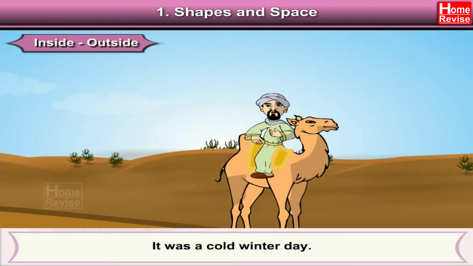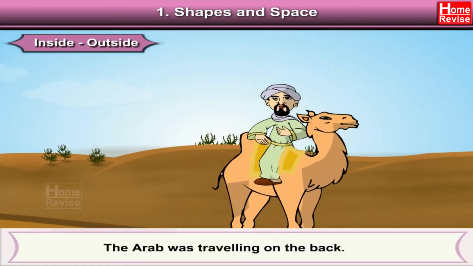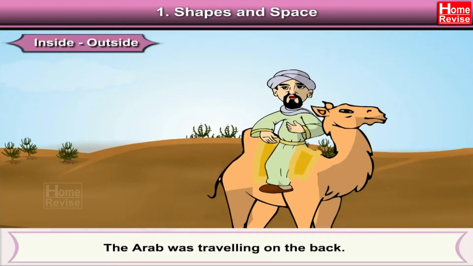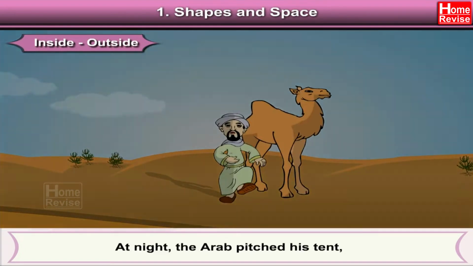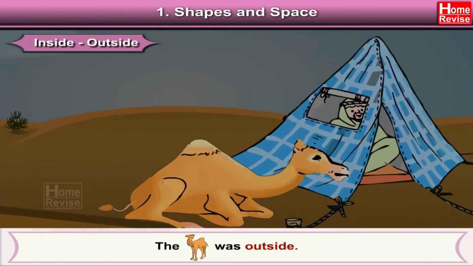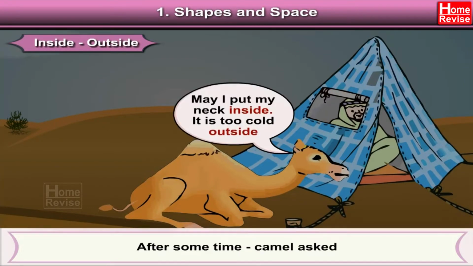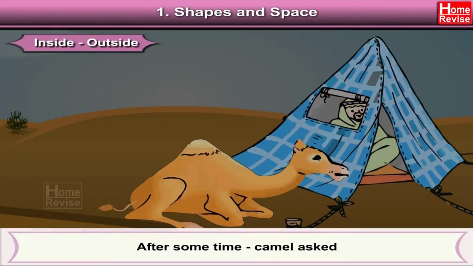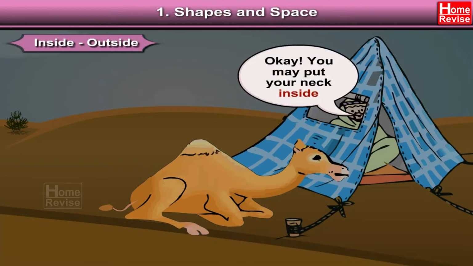It was a cold winter day. The Arab was traveling on the camel's back. At night, the Arab pitched his tent and went inside. The camel was outside. After some time, Camel asked, "May I put my neck inside? It is too cold outside." "Okay, you may put your neck inside."